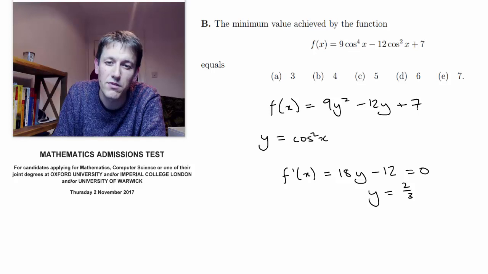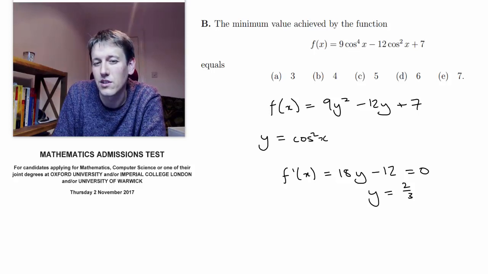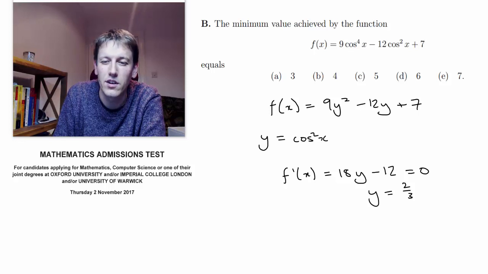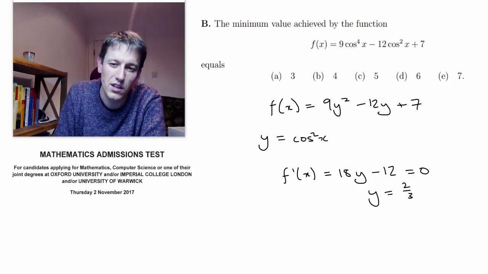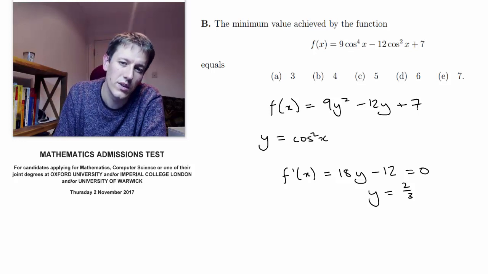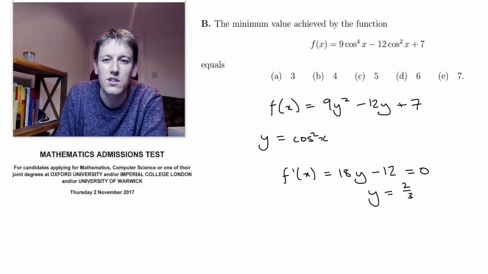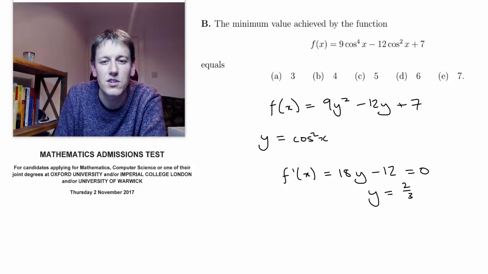2/3 is a sensible value for cos squared x. If we got a value outside the possible range of cos squared x, which is 0 to 1, I'd have to think about this further, but this means the global minimum is within the range we're looking at, so that's great. I can just put 2/3 into my function here.